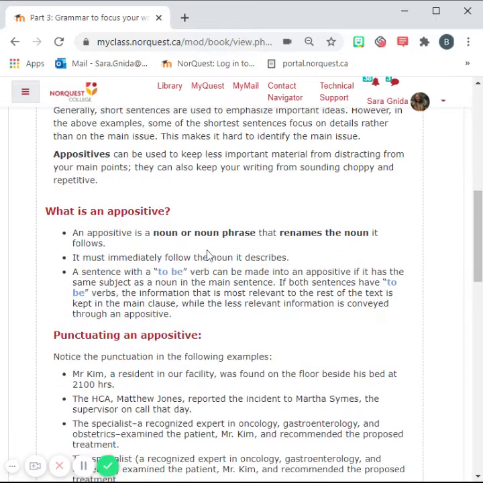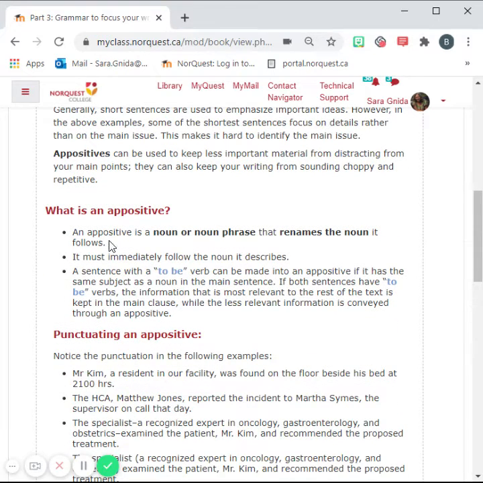So what is an appositive? An appositive is a noun or a noun phrase that renames or restates the noun that it follows. It must immediately follow the noun that it describes. Okay, so that's really important. It comes immediately after the noun. It cannot be later on.